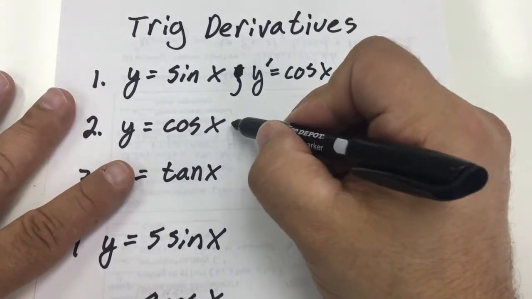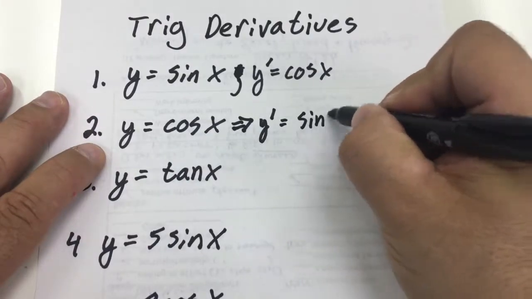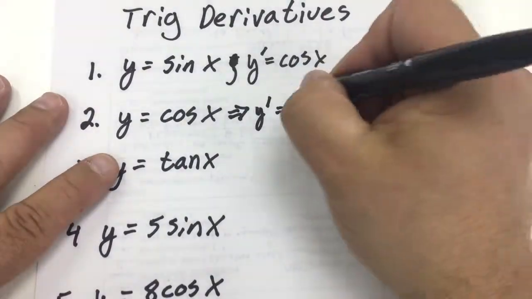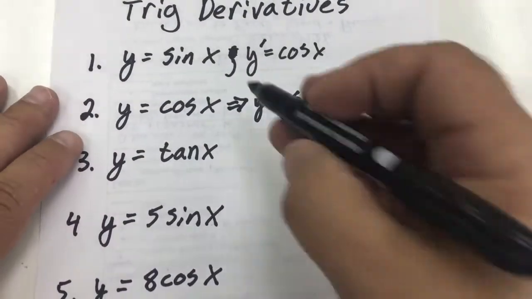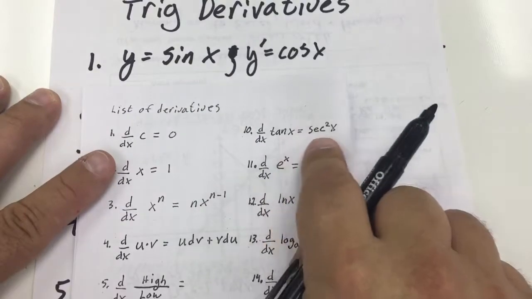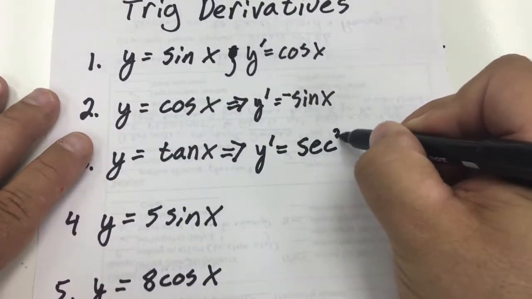So by logic, y prime, the derivative of cosine, you think would be sine x, but it's not. If you look at the derivative table, it's actually negative sine x. Sometimes you get confused and you forget which one's positive or negative. Derivative of tangent x, well, again, I'm going to go to my list of derivatives, and that's actually secant squared x. So y prime, the derivative is secant squared x.